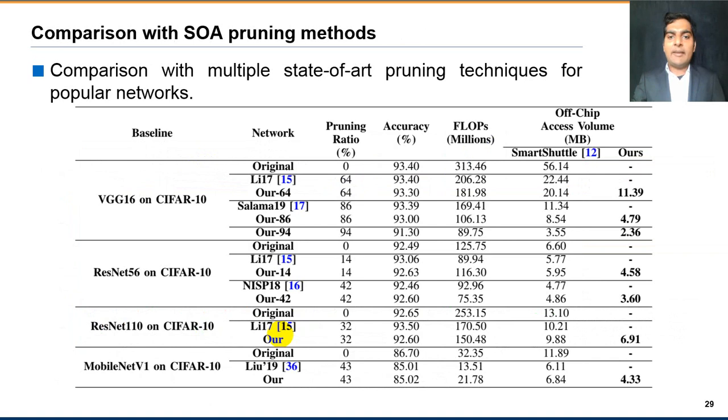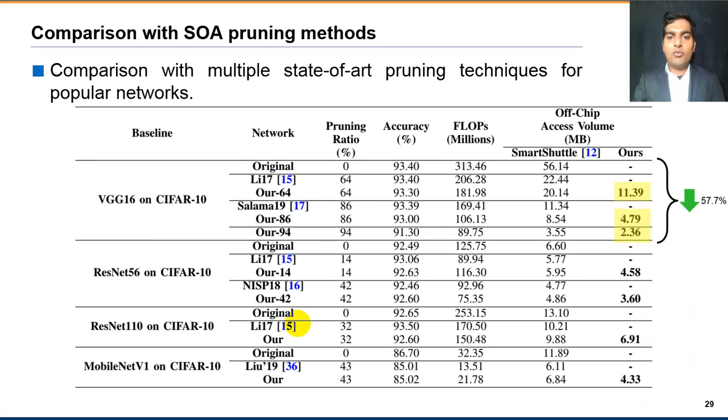We performed a detailed comparison with multiple state-of-the-art pruning techniques on popular networks. This table provides the accuracy achieved, parameters remaining, and the FLOPs remaining after the application of pruning. For all networks, SuperSlash achieves comparable accuracy with the same pruning ratio and obtains a substantial drop in the off-chip memory access volume.